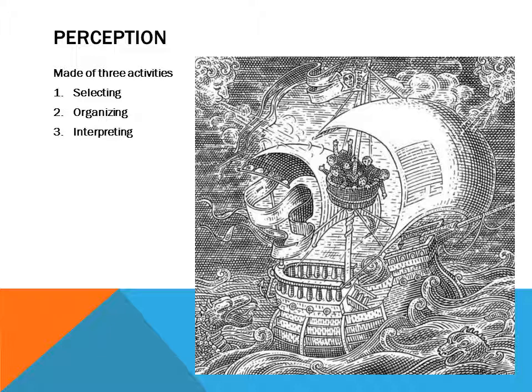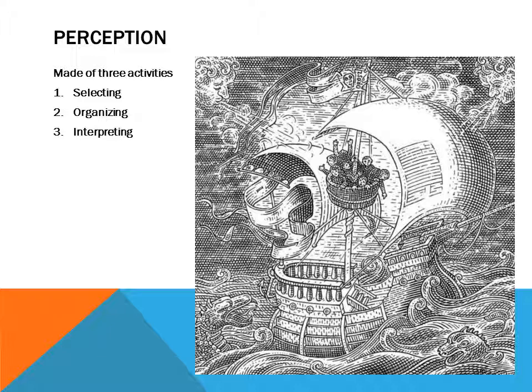Finally, in perception, we interpret. We take meaning away from the input we select and the patterns that we organize. We make judgments about what is right or wrong. We analyze what could be done differently. And all of that thinking is part of the complicated process of developing perceptions.